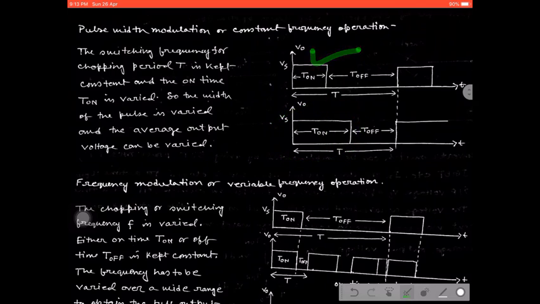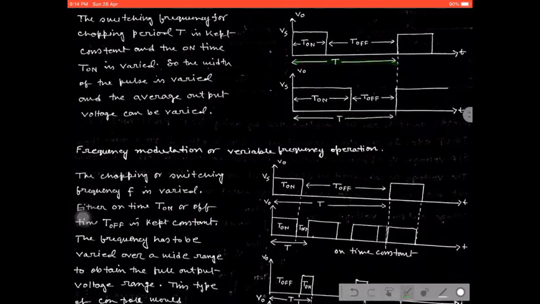That means what? During the same duration, the time T, the pulse width has changed, and the turn off time has changed as well. That means we are not changing the frequency, the time duration remains the same, but we can change the pulse width of the output. That means by changing the pulse width or by changing the duty cycle, we can change the average output voltage. Right? So that is why this is called pulse width modulation or constant frequency operation, as the frequency is constant for both cases. This is the operation.